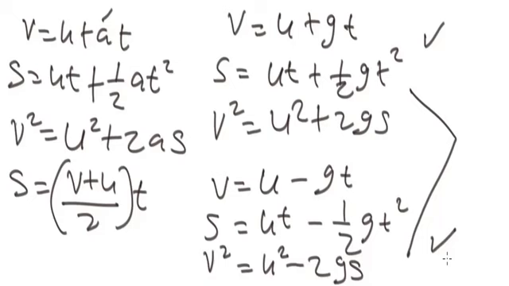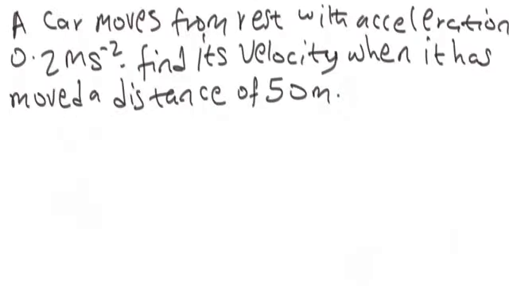Right, so let's look at a couple of problems here and solve them together so that you understand how to apply these equations to any question, any problem you are dealing with. Okay, so let's solve this problem together. It says a car moves from rest with acceleration 0.2 meter per second square. Find its velocity when it has moved a distance of 50 meters.